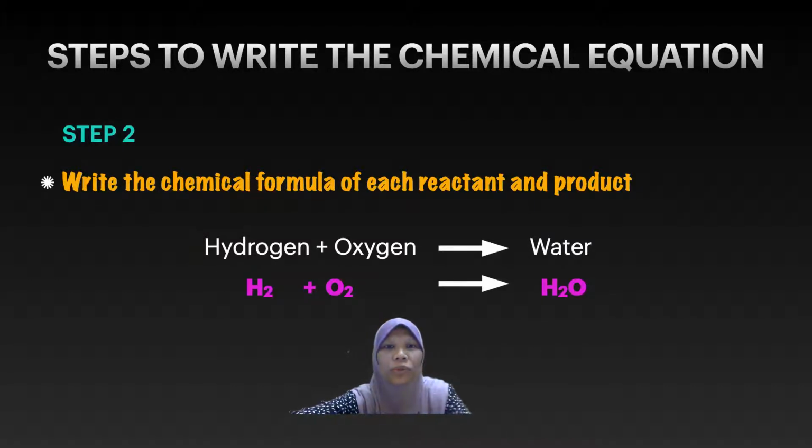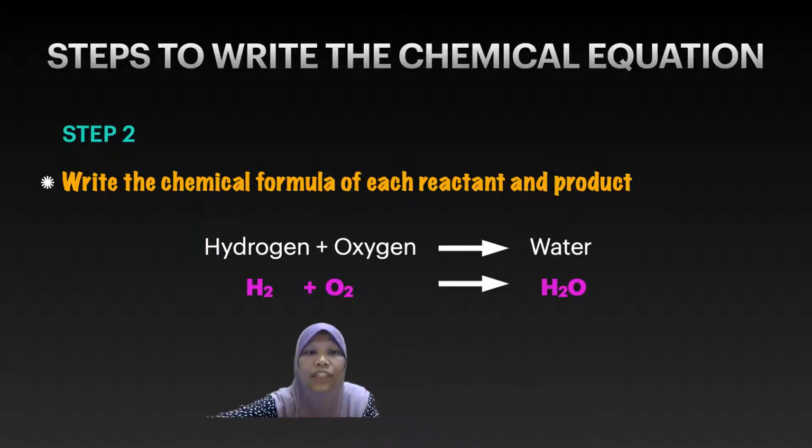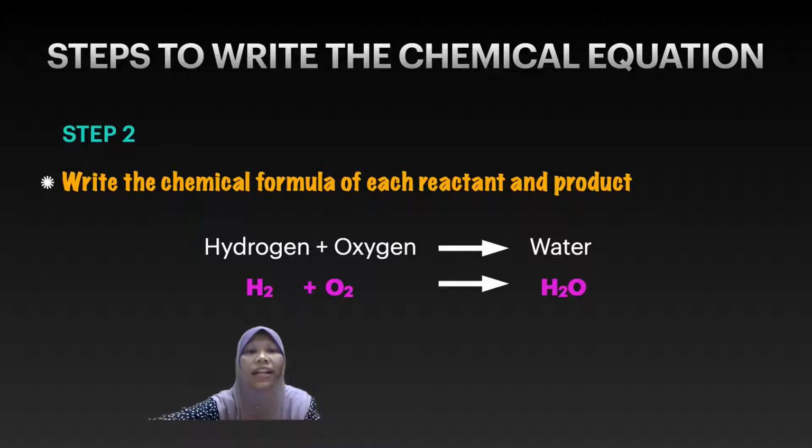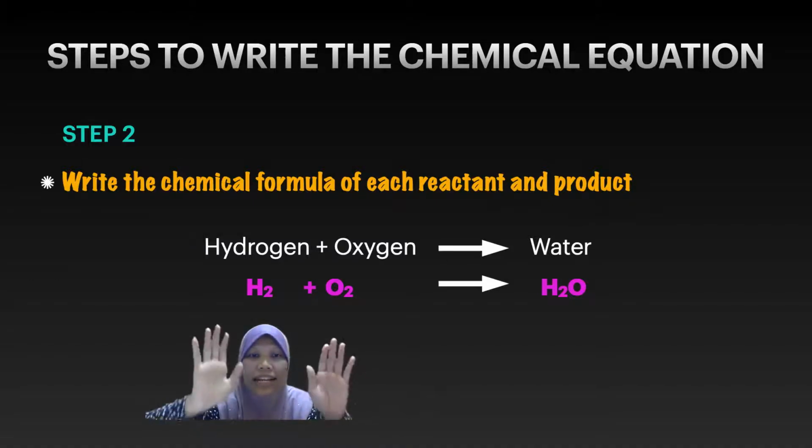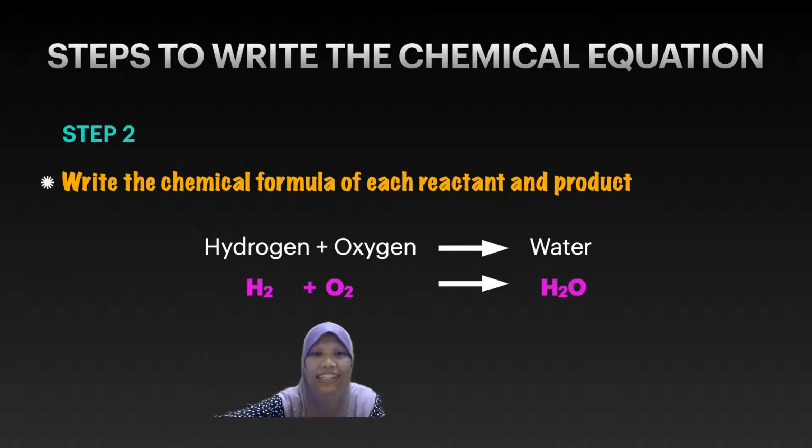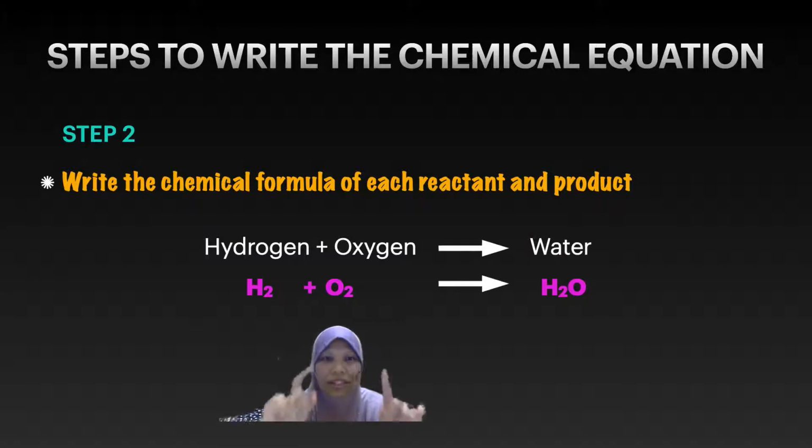Now, let's go to step 2. In step 2, we need to write the chemical formula for each reactant and product. So, let's look at hydrogen. Hydrogen is a molecule, so the formula will be H2. And then oxygen is also a molecule, so we will write it as O2. And because we know that hydrogen, when reacted with oxygen, will produce water, the formula of water is H2O.